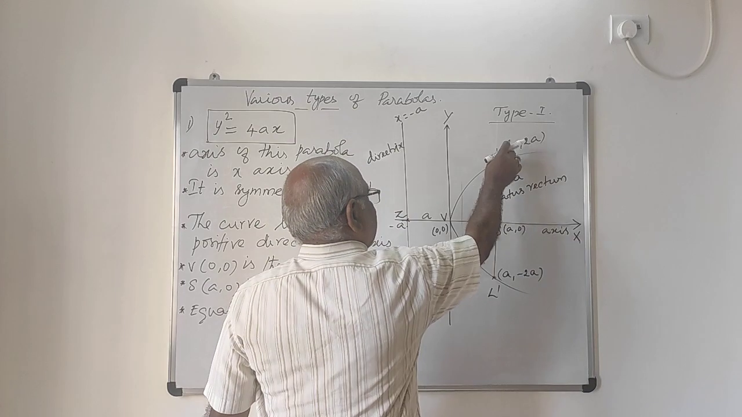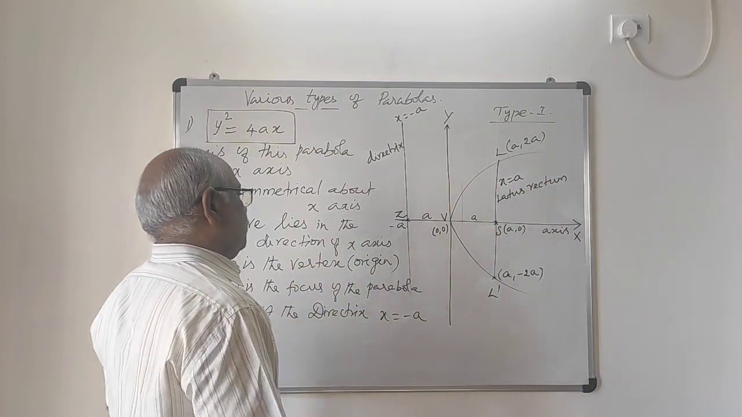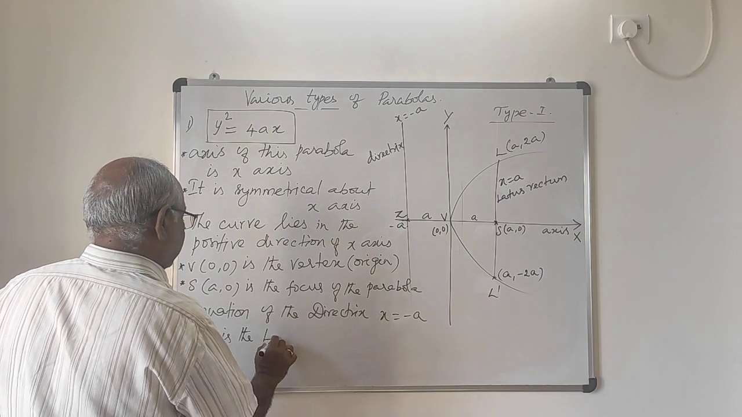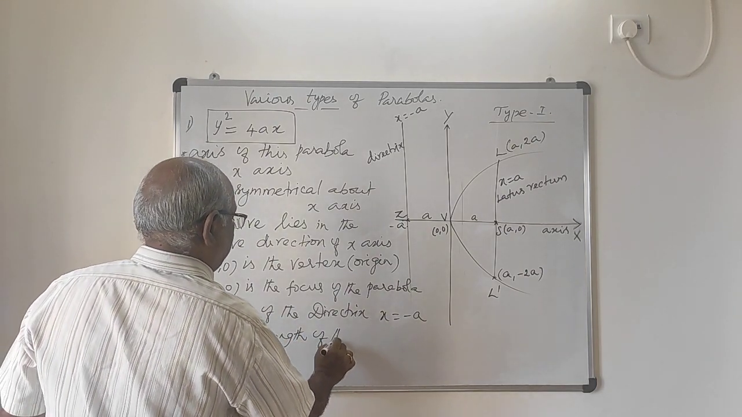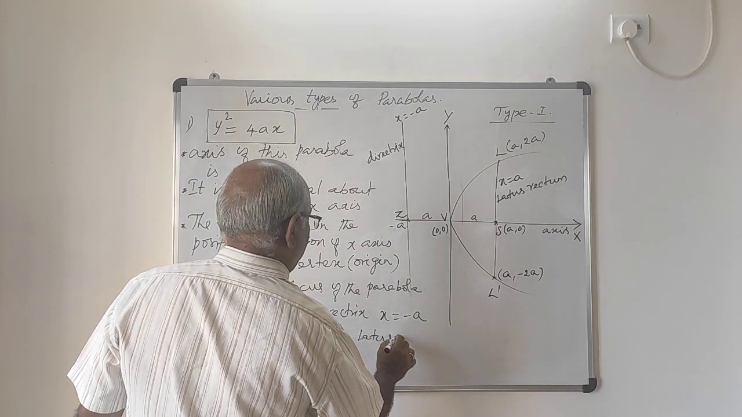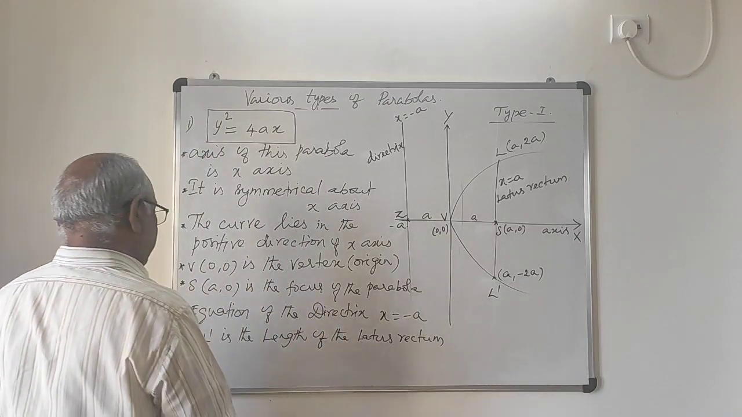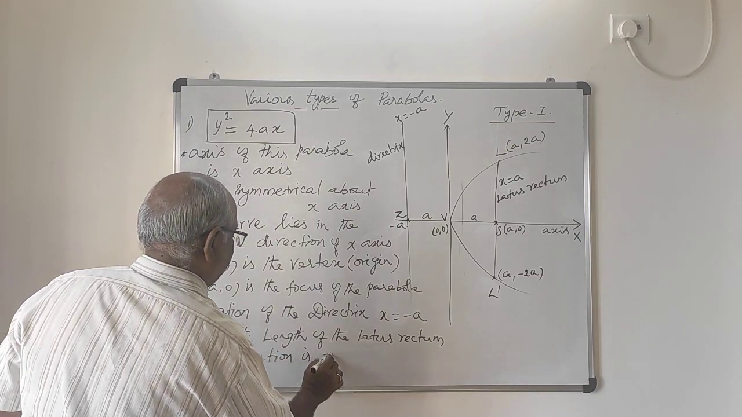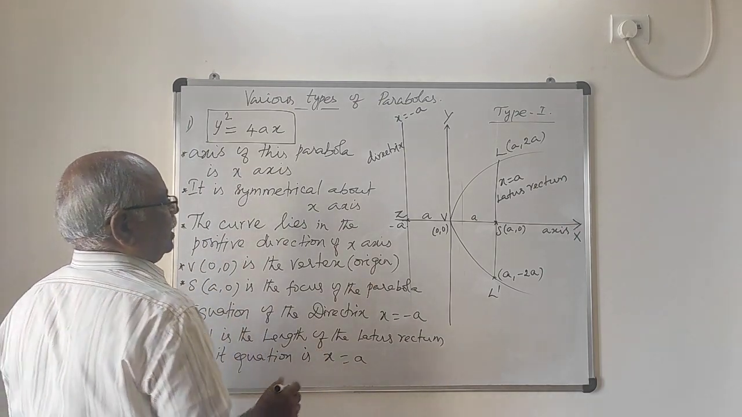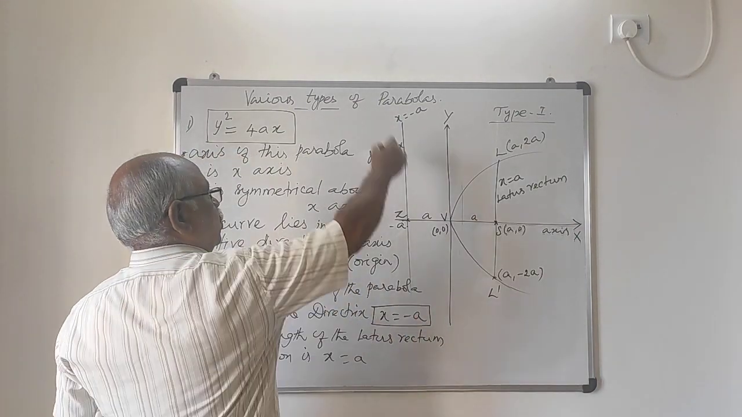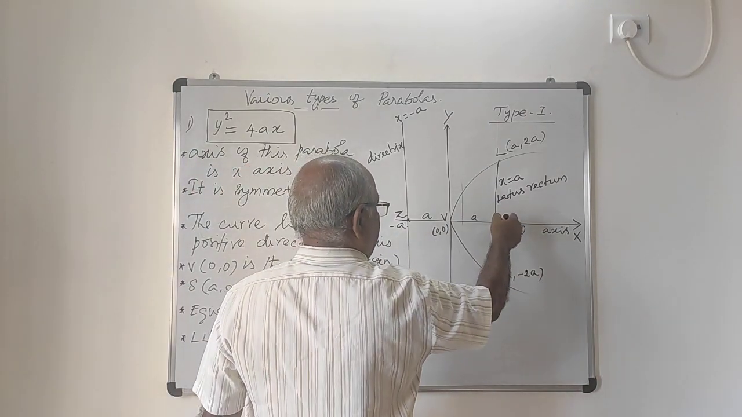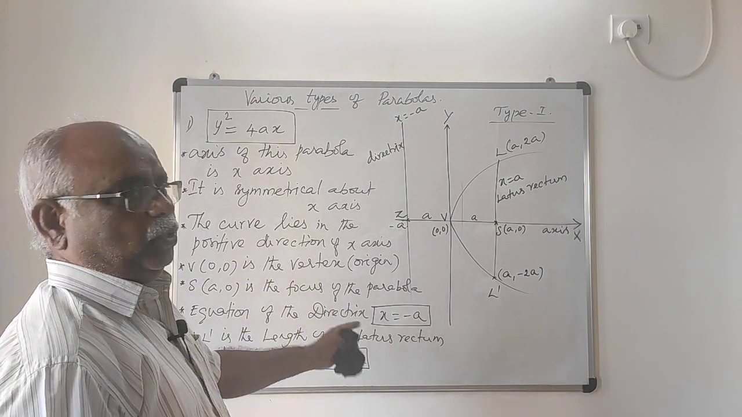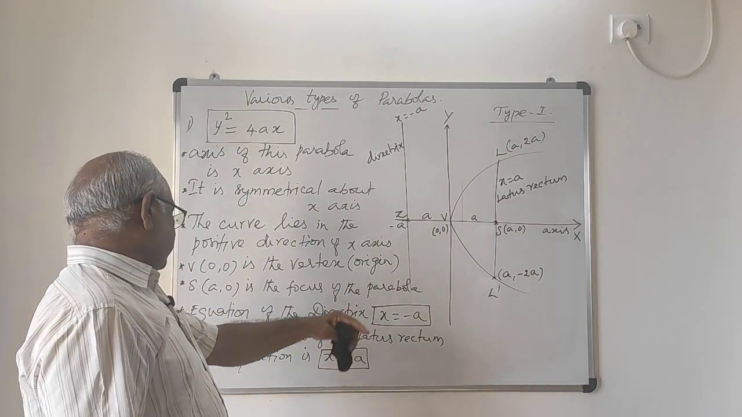And L L dash is the latus rectum. Its equation is x equal to a. L L dash is the length of the latus rectum. Because the directrix is drawn at x equal to minus a, parallel to the y-axis, and the latus rectum is drawn at x equal to a, parallel to the y-axis, therefore the equation of the latus rectum is x equal to a, or x minus a equal to 0.